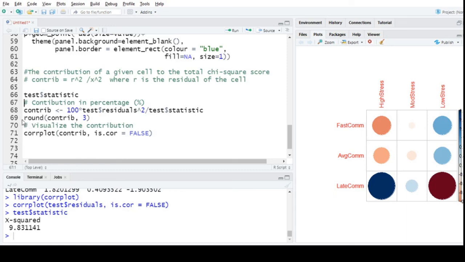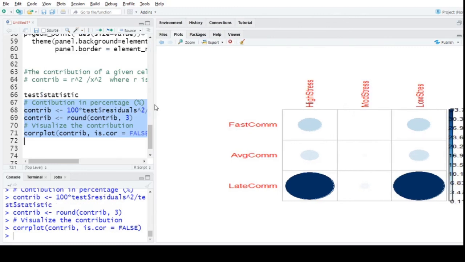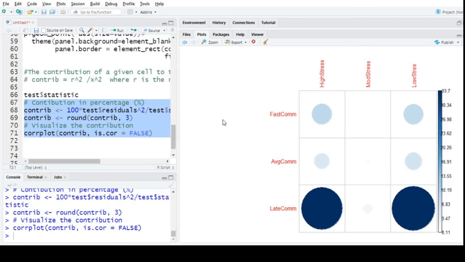You can make it contrib, and let me put the rounded value here. So I will plot it. So this is the contribution of each cell to the overall chi-square. You can see the late commuting with the high stress and the late commuting with the low stress is the most contributory factor in the chi-square, which we have also seen in the previous corr plot.